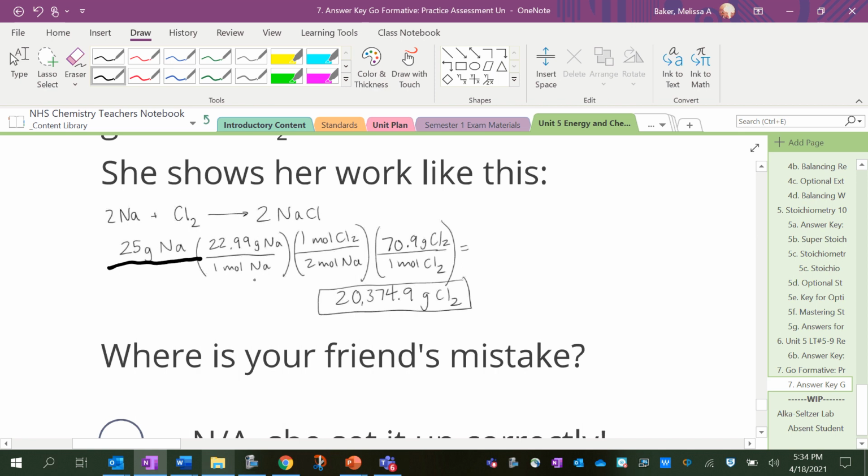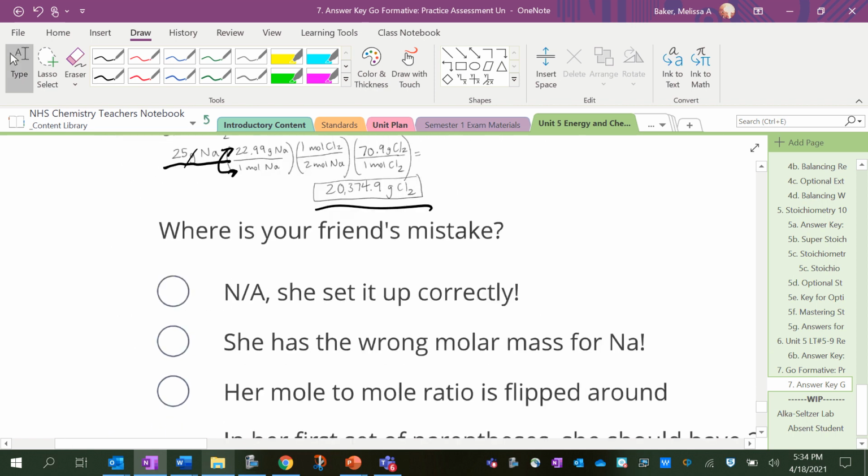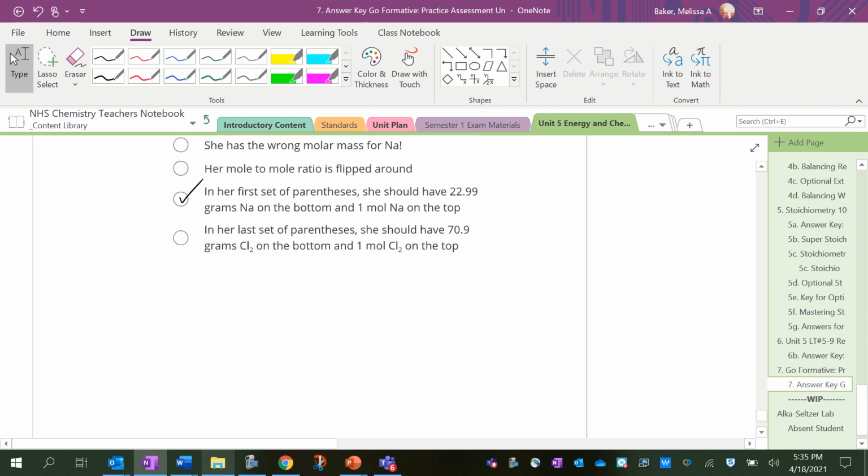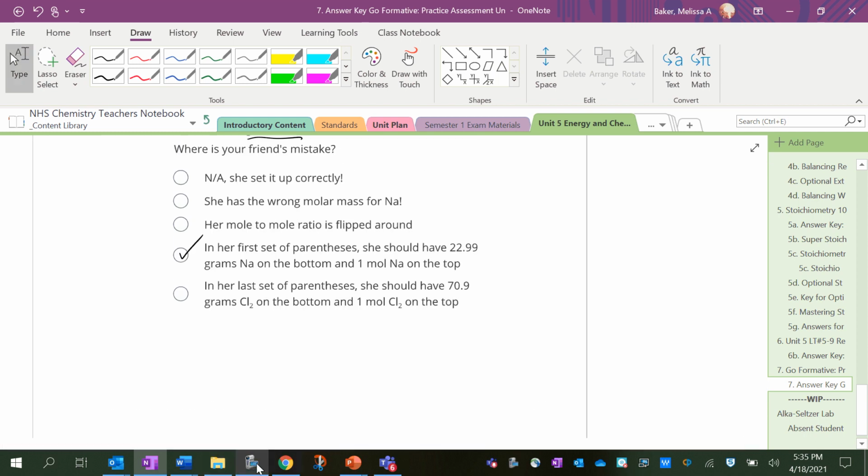She's got 1 mole of Na on the bottom, but that's not going to cancel out her grams. So she should have flipped this around. And then she's got 2 moles Na for every 1 mole Cl2. 1 mole Cl2 weighs that much. And then she probably got way too big of a number because her 22.99 should have been on the bottom. So her mistake was, in her first set of parentheses, she should have 22.99 grams of Na on the bottom and 1 mole Na on the top. And that is it for the practice test.